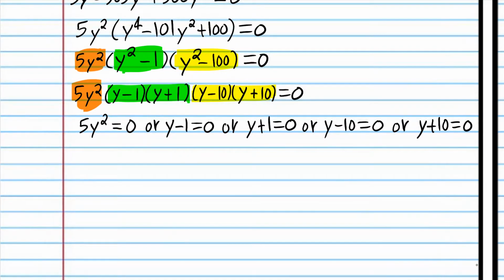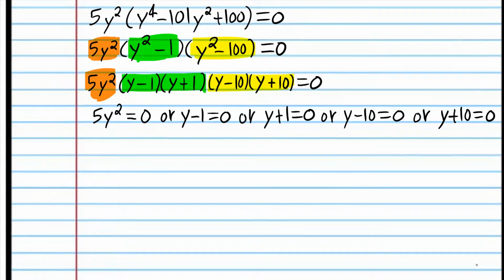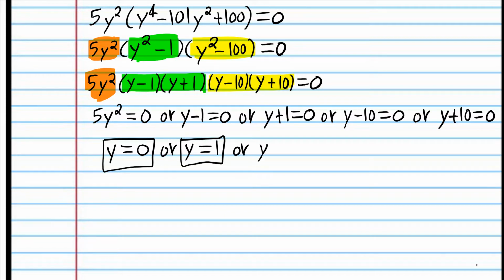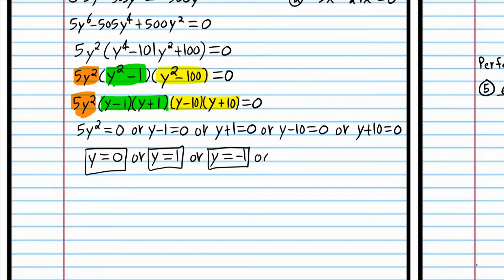Now for this one down here, you can see obviously the only value that would make that work is 0, so I'm not going to do a lot of math on that. It's just going to be 0. So y can be 0, or solve that equation, add 1 to both sides, we see y can be 1. Or subtract 1 from both sides in that equation, we can see that y is equal to negative 1. Or add 10 to both sides, y is equal to 10. Or y would be equal to negative 10 if we solve that last equation there.